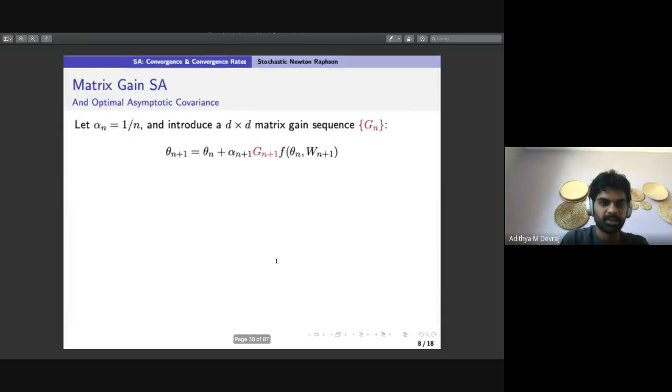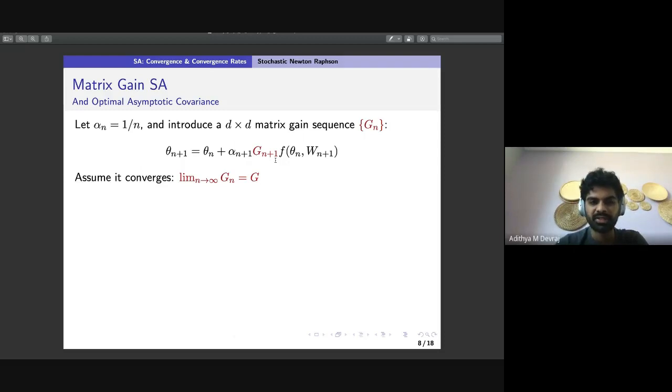Okay. So one last slide on stochastic approximation before I move back to reinforcement learning. What I want to discuss here is something known as matrix gain stochastic approximation. So let's choose alpha_n to be just 1 over n, and let's introduce a d by d matrix gain sequence G_n. So what I mean by that is you have a step size of this form, alpha_{n+1} G_{n+1} over here.